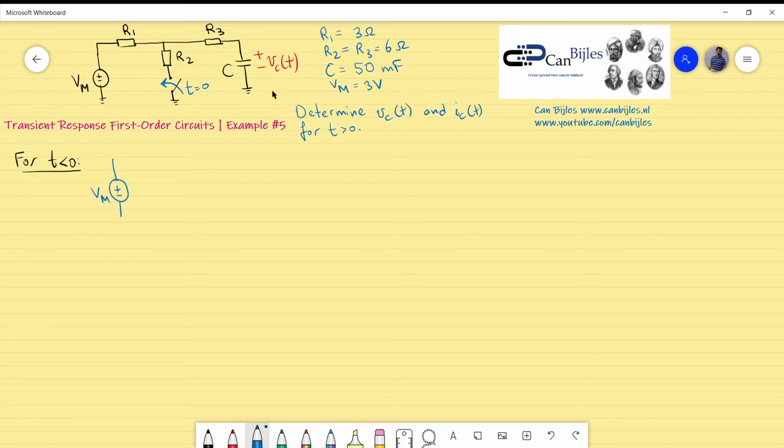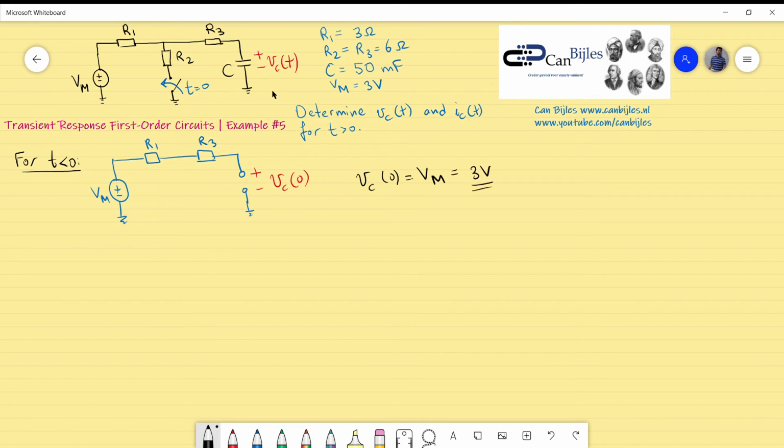This condition is for the initial situation. So we have R1 and we have R3 and we have the capacitor, which looks like an open circuit. And I will place this for the situation in initial condition. So if you know that, then we have one of the parameters we need for the formula for VC. So what is VC at 0? The initial condition is VM, and that is 3 volts.